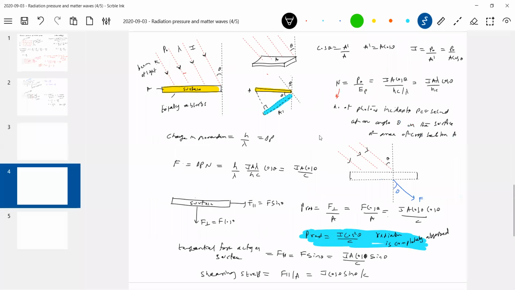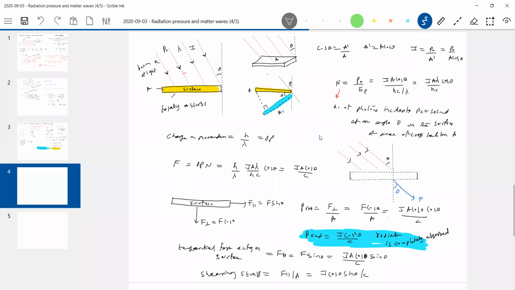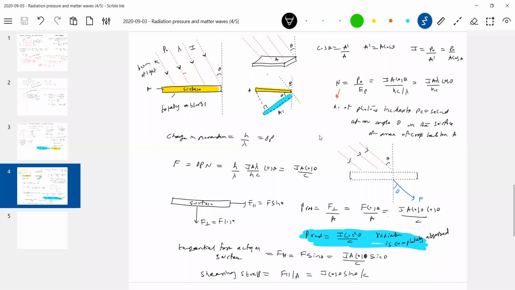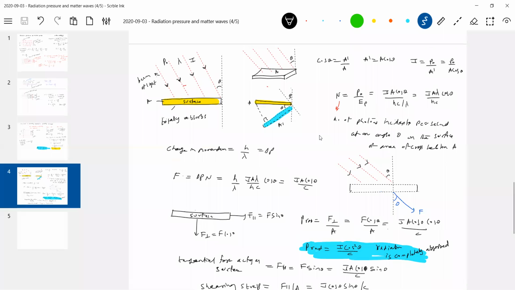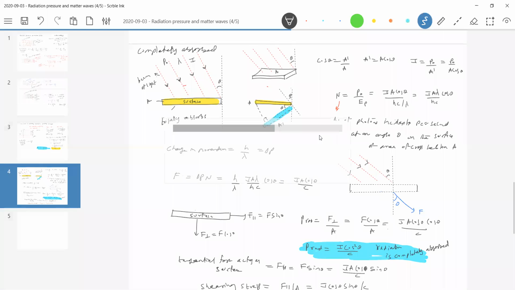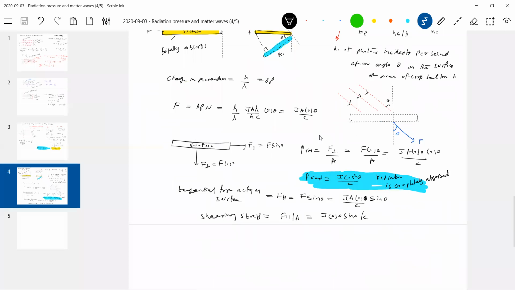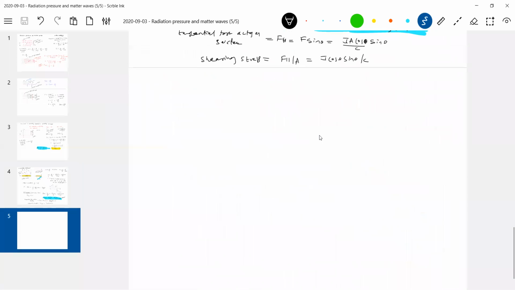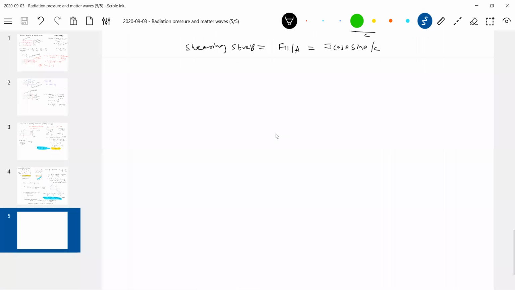Now, if it is reflected, we'll see what changes we can make. The number of photons incident is the same, no? The change in momentum has to make some difference here. So I'll write a subheading: completely absorbed. Okay, now let's go for when the incident beam is completely reflected.